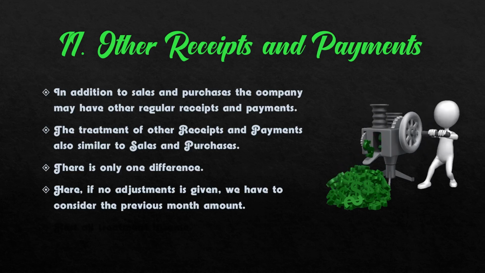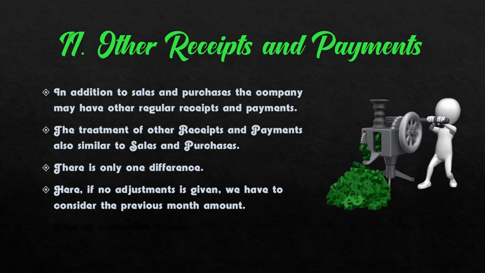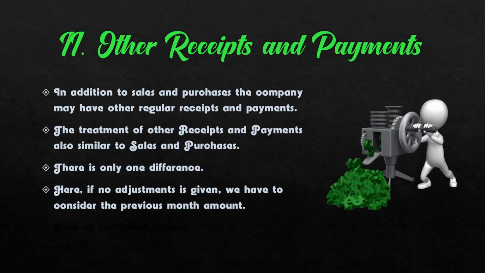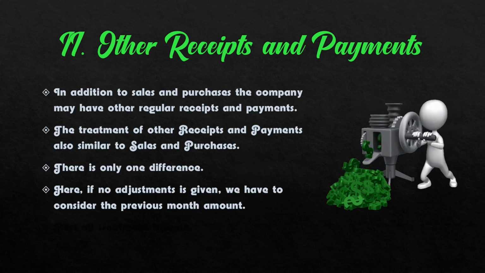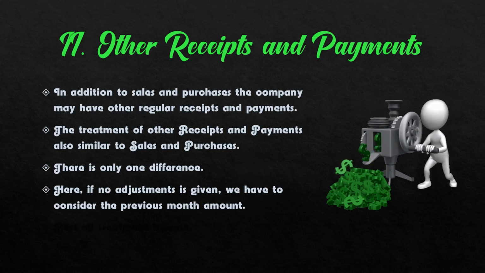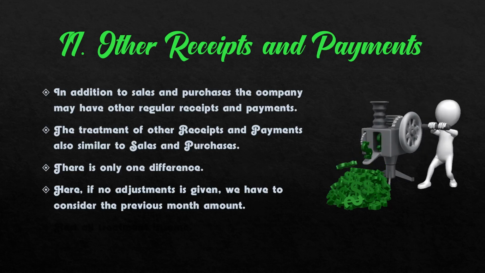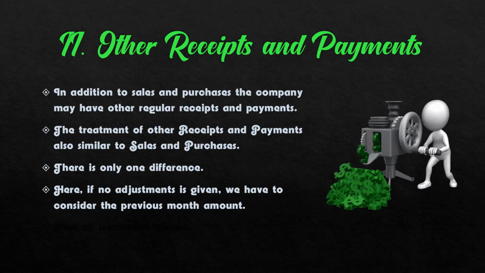Generally, when we are calculating for sales and purchase, when no adjustment is given, for example, if it is March we'll take the March value directly. If it is April we'll take the April value directly. But here, for other receipts and payments, when no adjustment is given, for March we have to take the February value. For April, we have to take the March value.